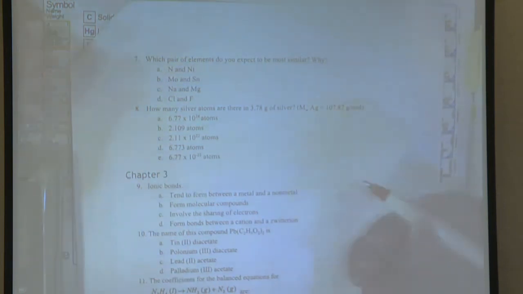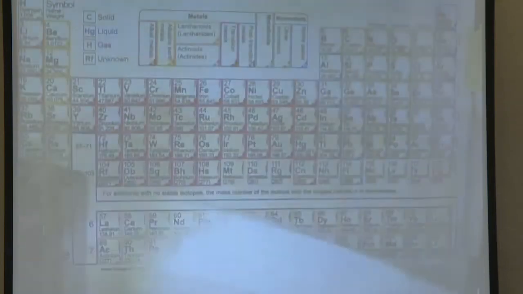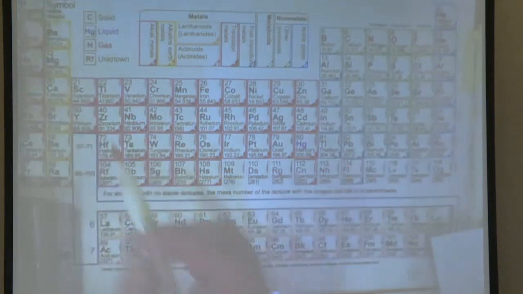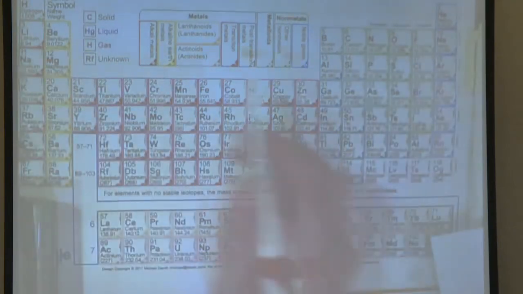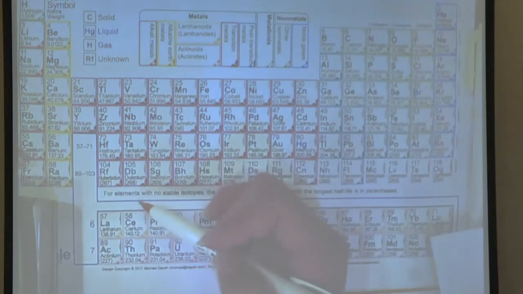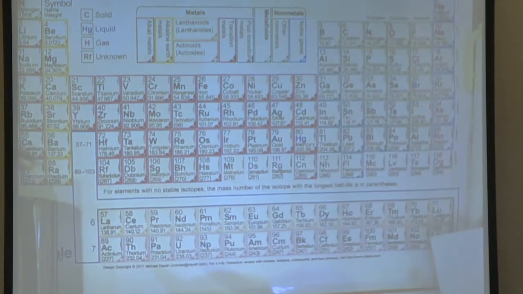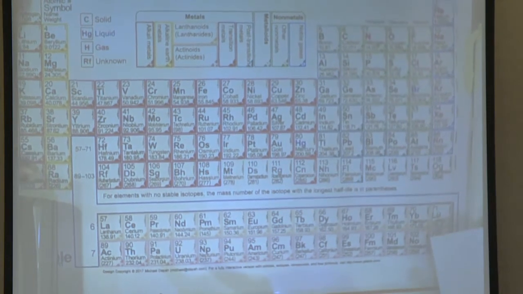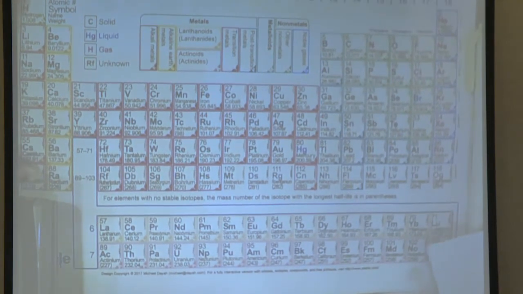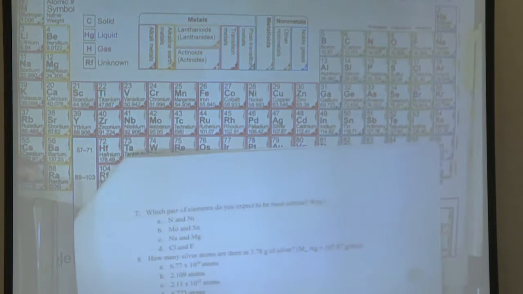Essentially, there are 2 different types of groupings in the periodic table. There are periods, which go across like this, and there are groups like this. What's really interesting about the periodic table is anything in the same column tends to display similar physical and chemical properties.